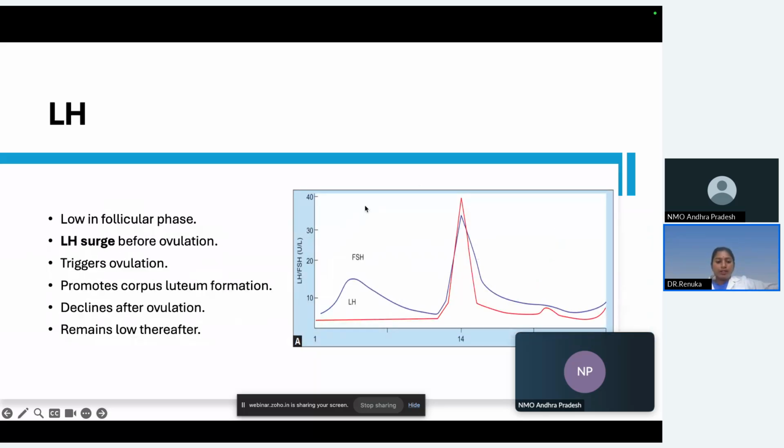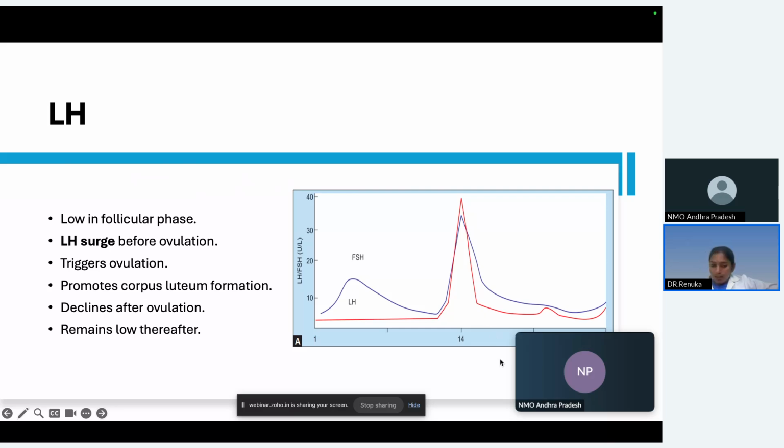LH, luteinizing hormone. See this red color, this is the LH. It is very low in the follicular phase. Just before the ovulation, during the ovulation, it is high. You can see the LH surge, which triggers the ovulation. And once the ovulation is finished, again it declines.